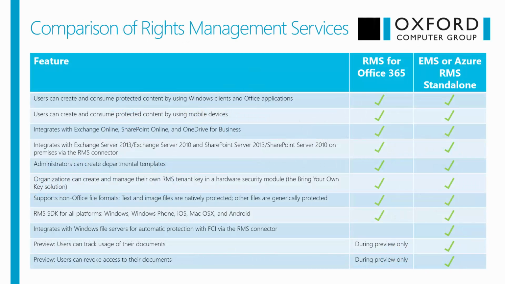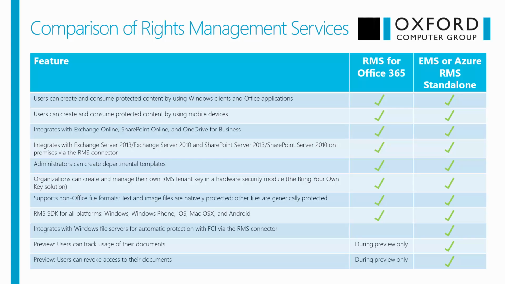So we have a comparison of the Rights Management services that are out there, and there's really two columns. There's three different licenses we're talking about here. And there's RMS for Office 365, which, if you have Office 365 and you have Enterprise E3 licenses, you already have the RMS for Office 365.